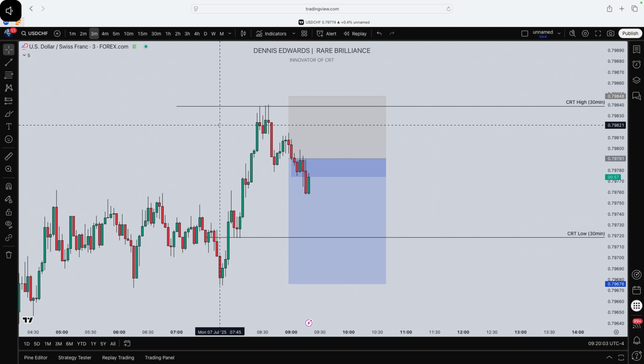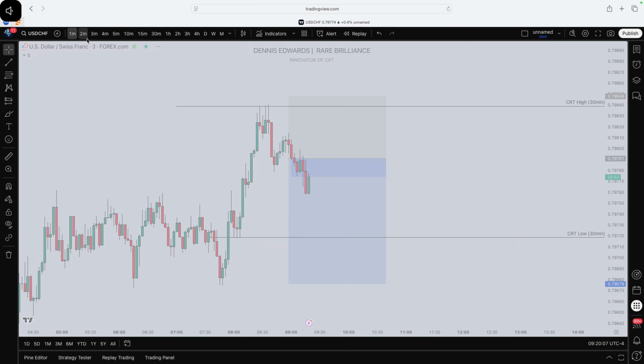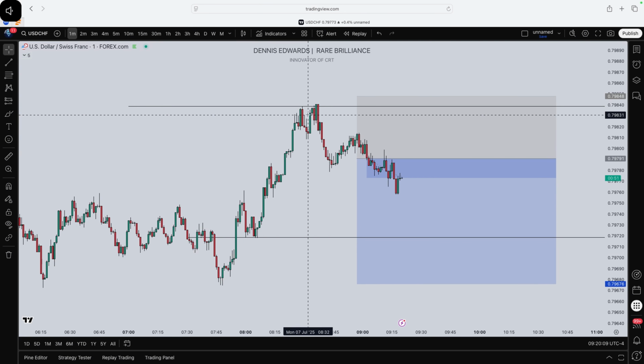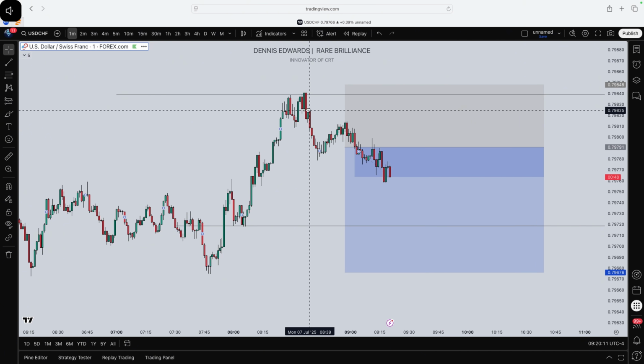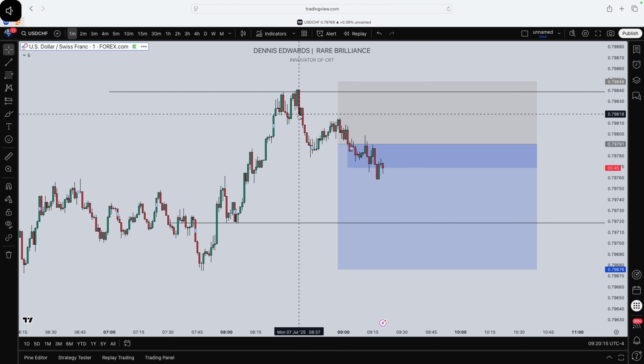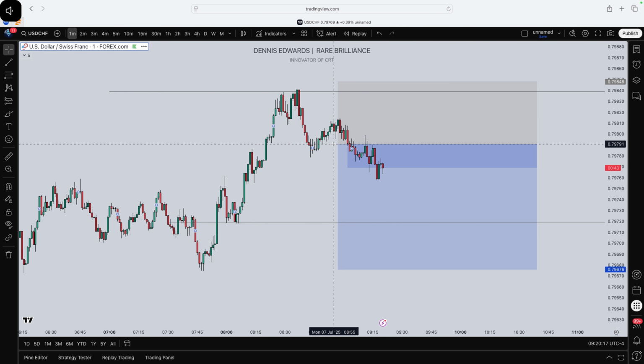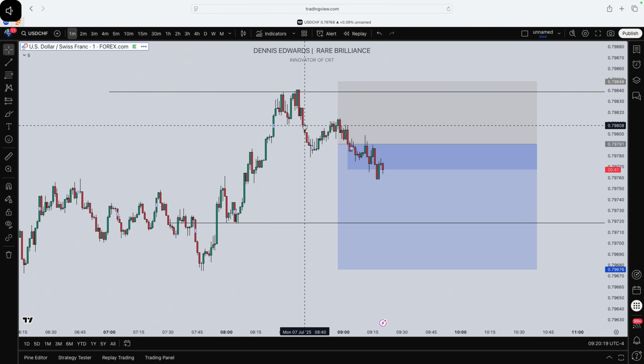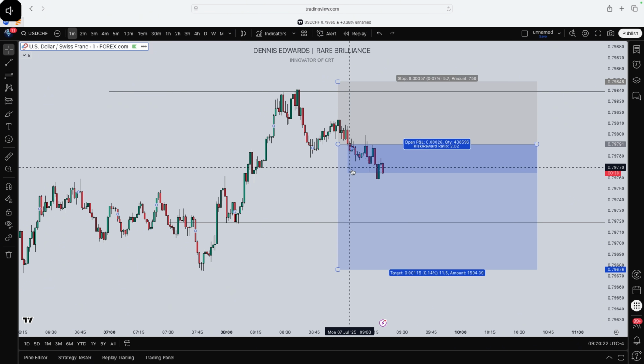Now this was slightly different of a style of an entry, because normally if I was entering something like this to catch the highest point, it probably would have been something here. But even though I caught it here, it's not too bad, but I can make it work.